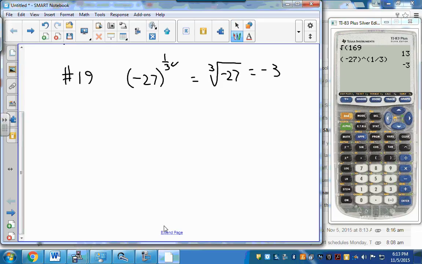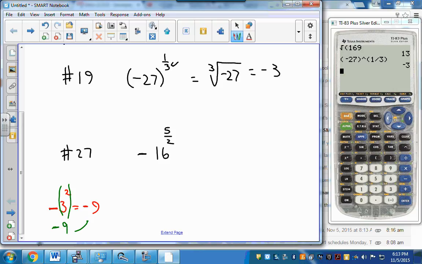Number 27 has the opposite, negative 16 to the 5/2. Now remember, this is reminiscent of this problem that I give my high school kids every year when they start school. What is that? And the answer is -9, because according to the rules of order of operations, you have to do this exponent first. So this really does mean the opposite of 9. Okay, so the same thing applies here. This is the opposite of 16 to the 5/2.